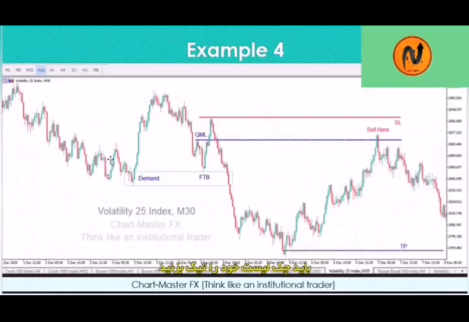So guys, you need to check all the boxes, guys. We have our demand here. Once we have our demand, we wait for the first time back. Once we have the first time back, we ensure that there is a QM level somewhere, somehow. Then you can wait for the price to approach that QM level.